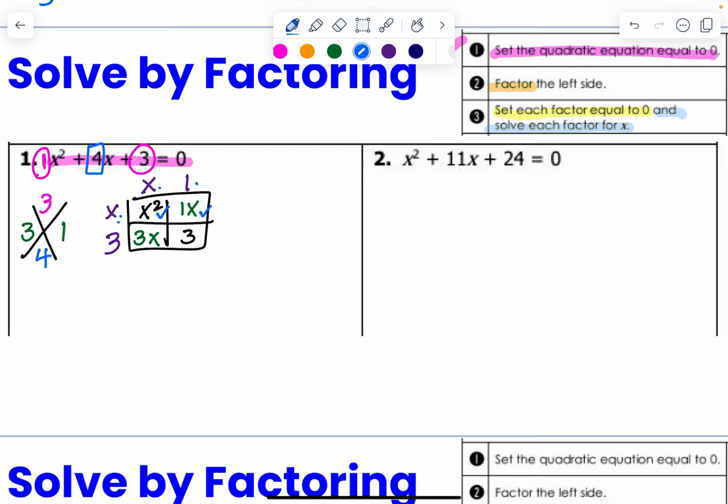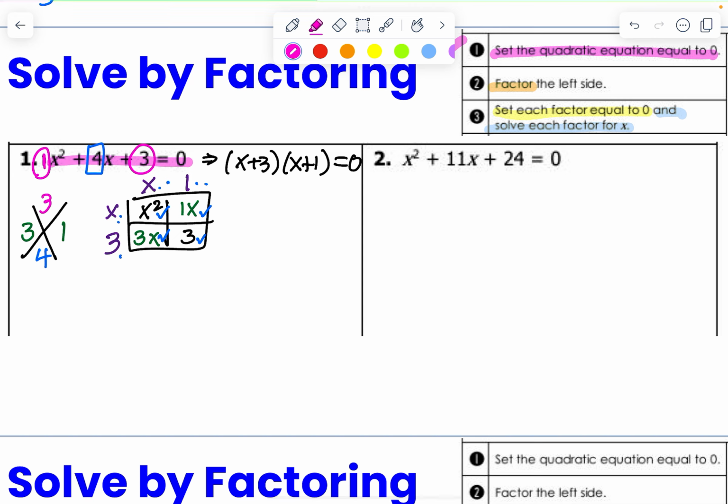x times x is x squared. x times 1 is 1x. 3 times x is 3x. 3 times 1 is 3. Now we're ready to rock and roll for step 2, which said to factor the equation. So x squared plus 4x plus 3 is equal to 0 is the same thing as x plus 3 and x plus 1 is equal to 0. I have successfully factored my equation using the X box.